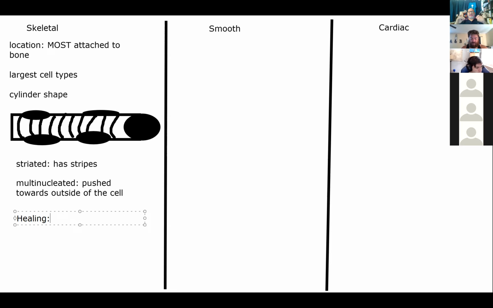What do we call it when we replace tissue with the same type of tissue? Give you a hint. Starts with regeneration. Regeneration? There you go. Exactly. Excellent. And again, what do you know about skeletal tissue? Does skeletal tissue regenerate? Yes. To an extent.